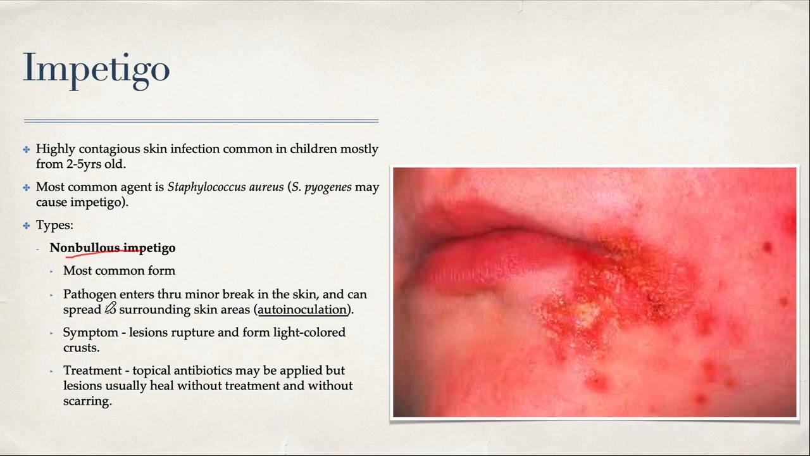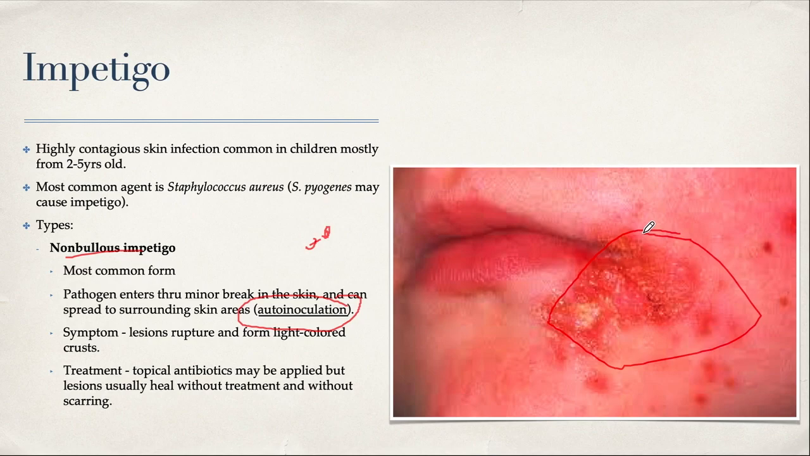It's the most common form. The pathogens will break through the skin. So you're talking about Staphylococcus aureus, and then it spreads to surrounding skin tissue. So there is a form of autoinoculation where one lesion breaks open and the fluid spreads to other parts of the skin, and then you end up having the Staph aureus accessing those parts of the skin and causing lesions there as well. And so this is how typically it will present.